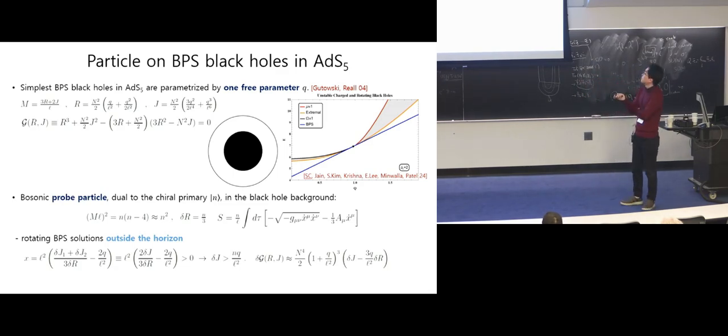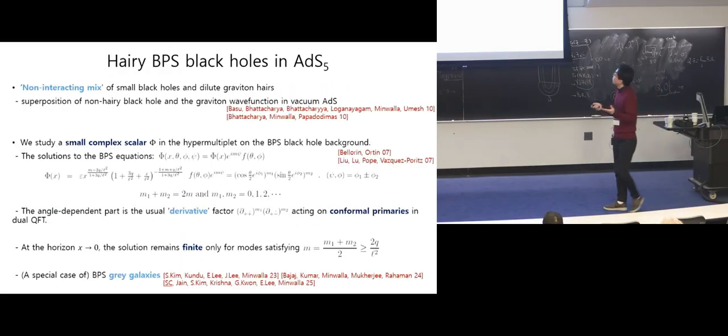And you can promote this idea to the wave picture, so you can basically solve the complex scalar equation on top of the black hole background, assuming that their interaction is very small. So we solve it in the probe limit, and we found the BPS solution given as this. It looks a bit complicated, but it can be seen quite easily since this angle-dependent part is nothing but the usual derivative factor acting on the conformal primaries.